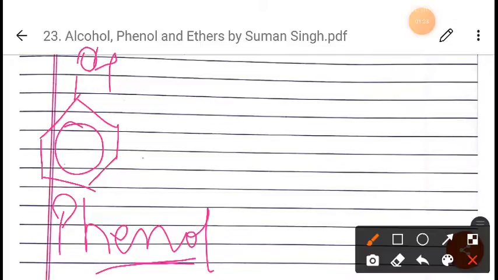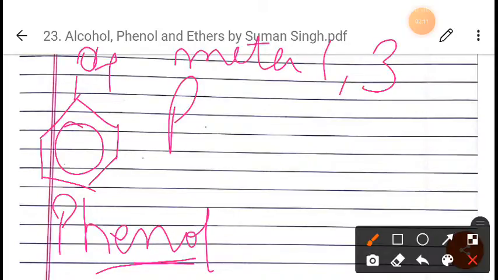So regarding common names, we will first see what the rule is for the IUPAC name and the common name. Using meta, we can use 1 and 3, and when we are using para, at that time 1 and 4. However, some substituted phenols are still popularly known by their trivial names. So one by one we will see this.